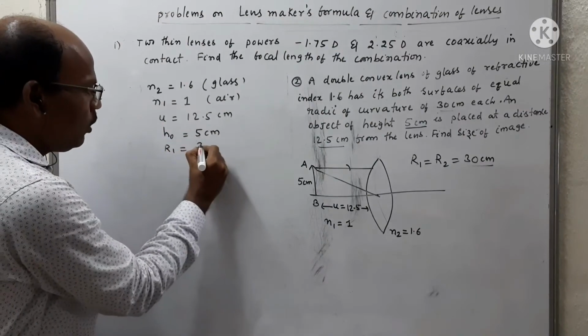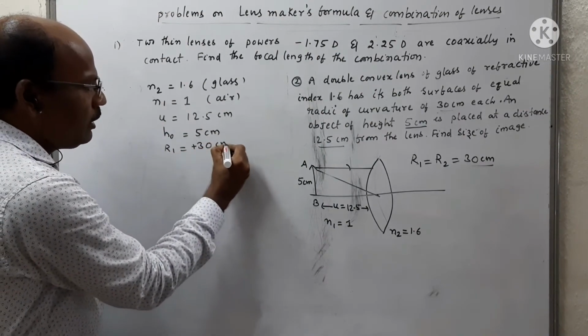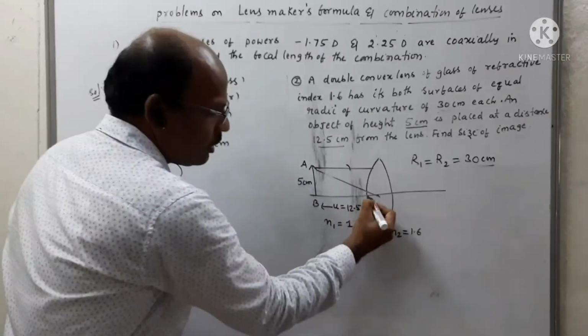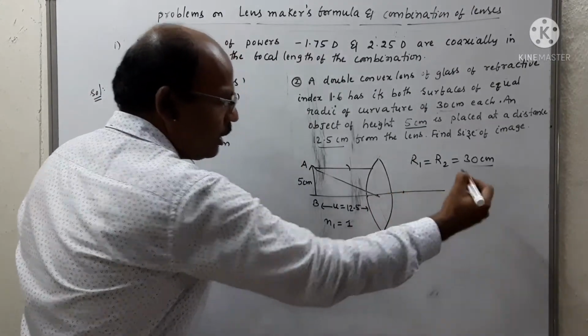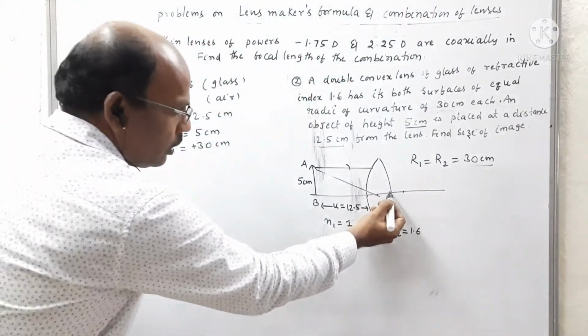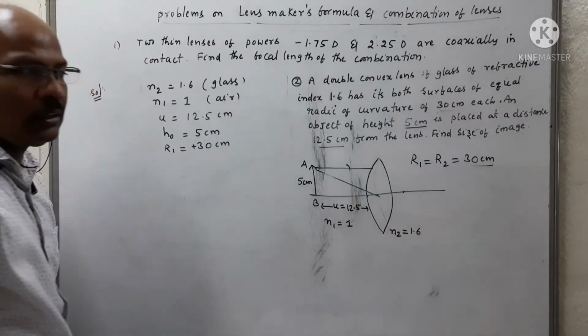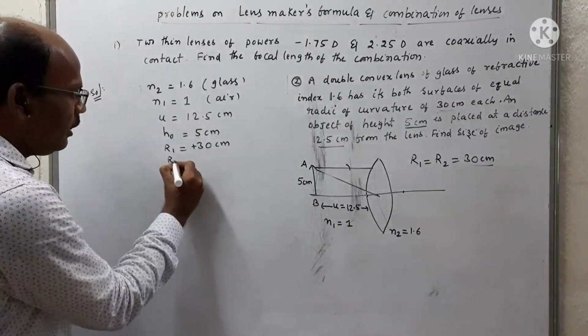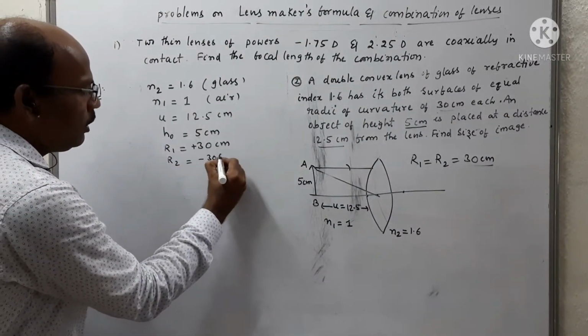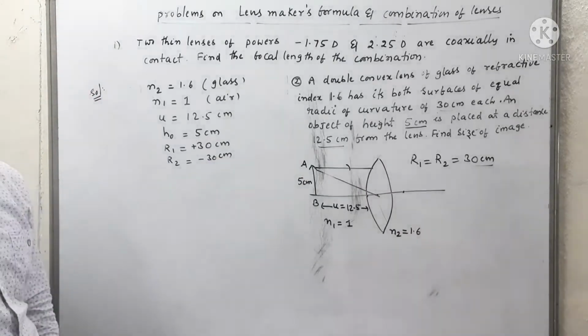So R1 is equal to plus 30 centimeters, positive. Why? Because R1 is measured in the direction of incident light. So R2 is measured in the opposite direction of incident light. So we can take R2 is equal to minus 30 centimeters.